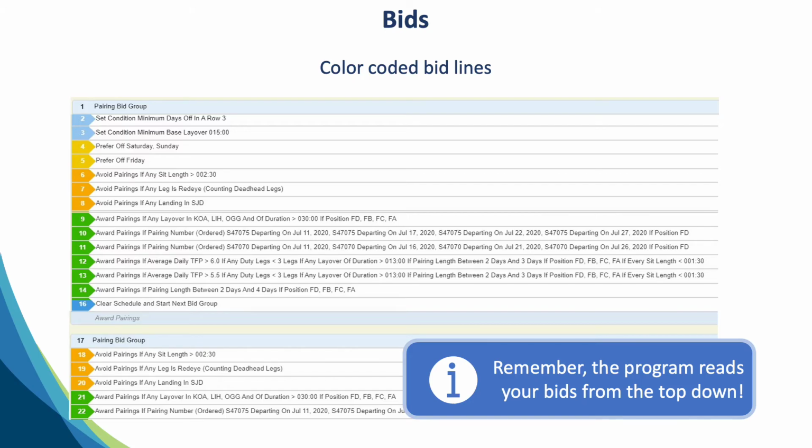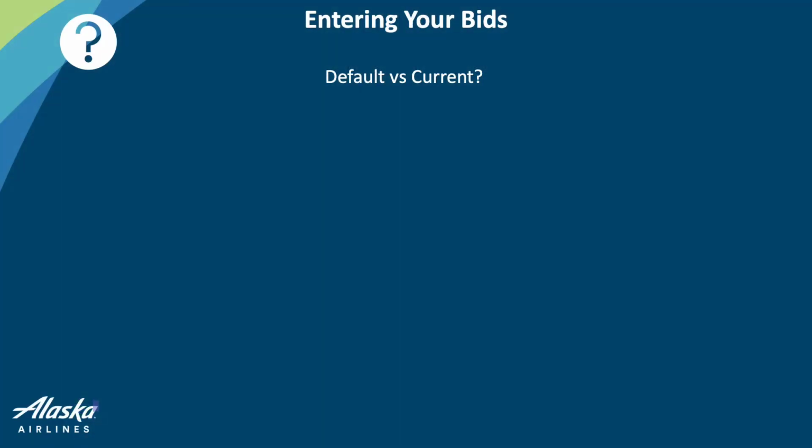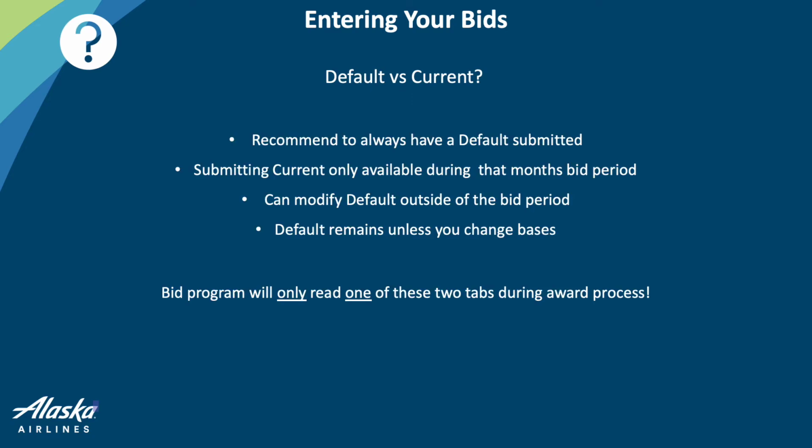down. You have two areas in which to enter your bid preferences, the current bid and the default bid. Everyone should always have a default bid entered. If you forget to bid one month, you'll be happy you did.